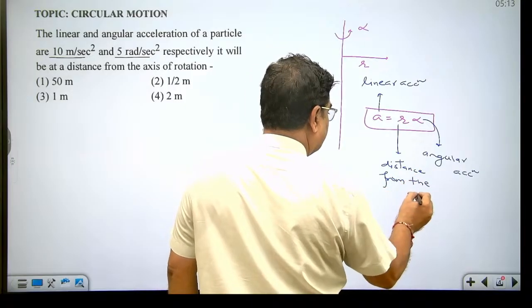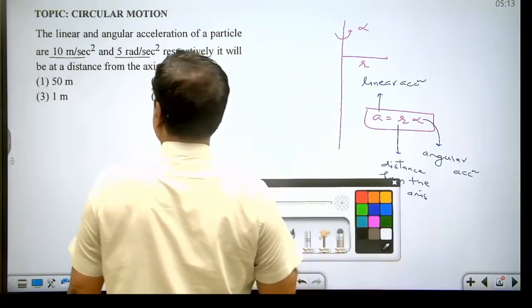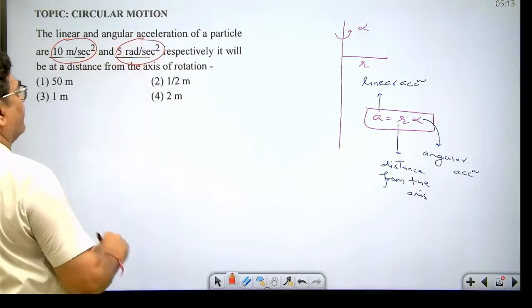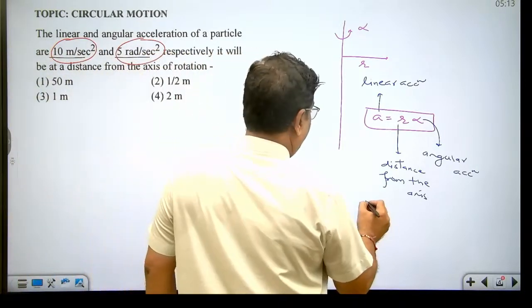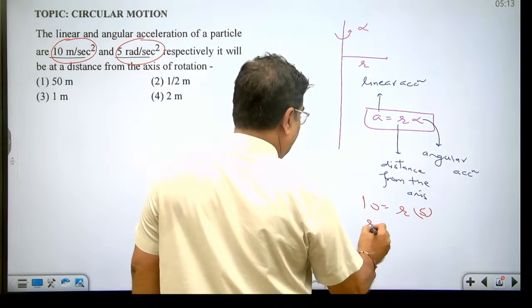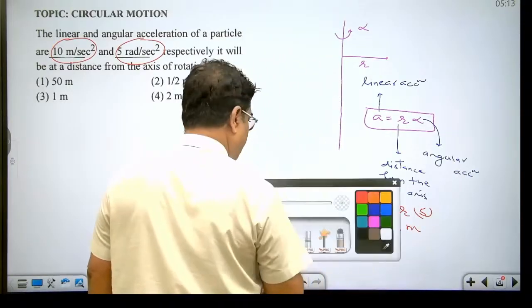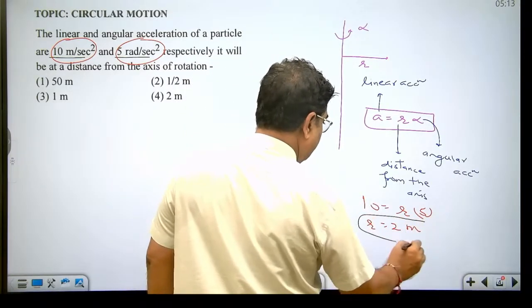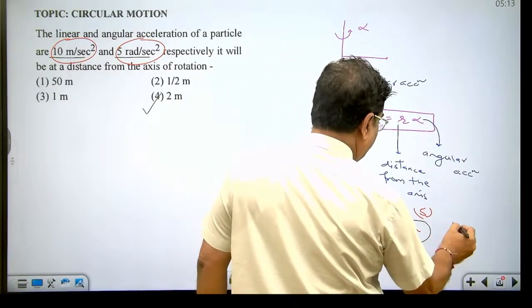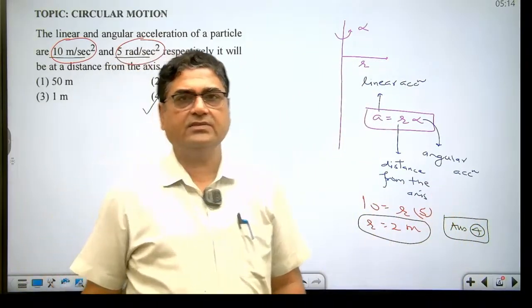So dear student, in the question, linear acceleration is given 10 meter per second square. Angular acceleration is given 5 radian per second square. So we can write 10 equal to R into 5. So R will be equal to 2 meter. This is our answer. So out of 4 options, the correct answer is option 4. Option 4 is the correct answer.